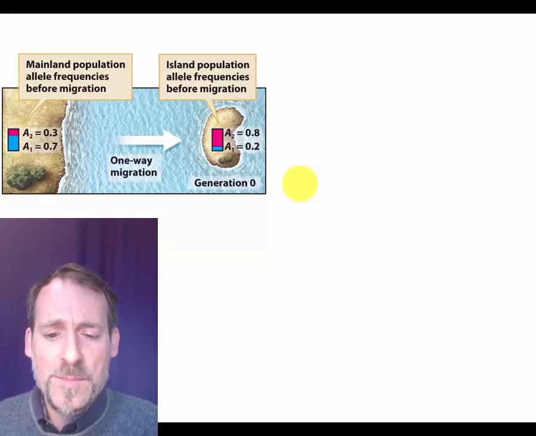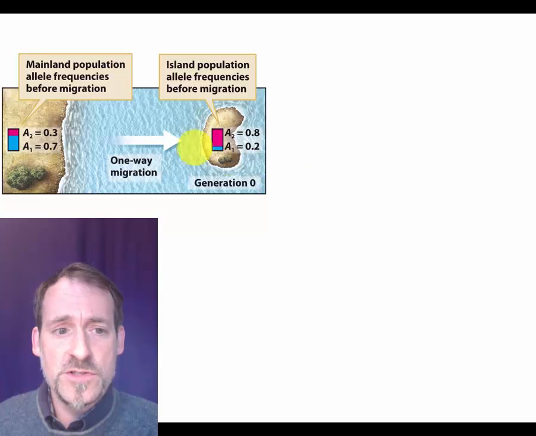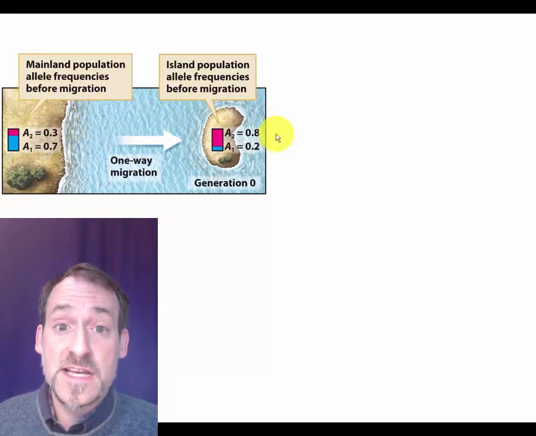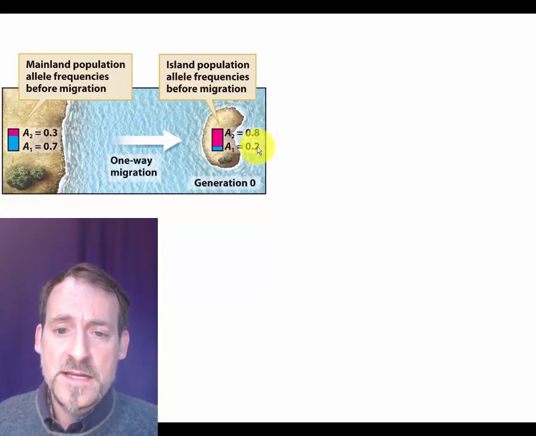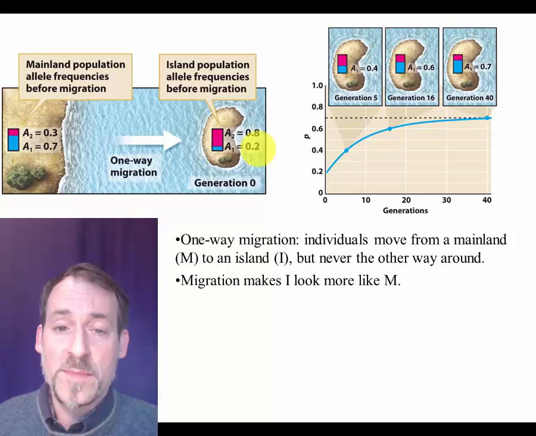Let's consider what happens when you've got one-way migration. That is, individuals from some source population travel to a destination population. Nobody ever goes the other way, so the source population doesn't change, but the genetics of the destination population can. Okay, here's the basic message of what happens when you've got one-way migration.